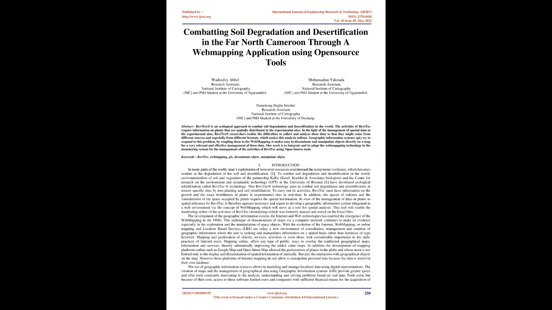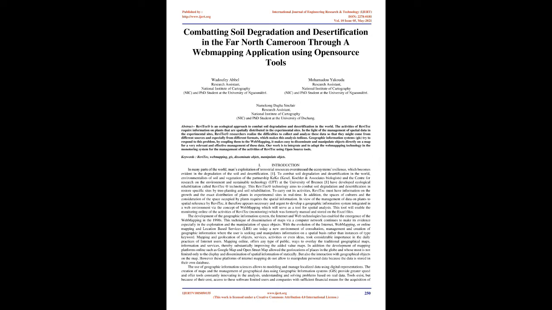This ReviTec registered trademark technology aims to combat soil degradation and desertification in specific sites by tree planting and soil rehabilitation. To carry out its activities, ReviTec must have information on the growth and the exact distribution of plants in experimental sites in real time. In addition, the spaces of cultures and the consideration of the space occupied by plants require spatial information.